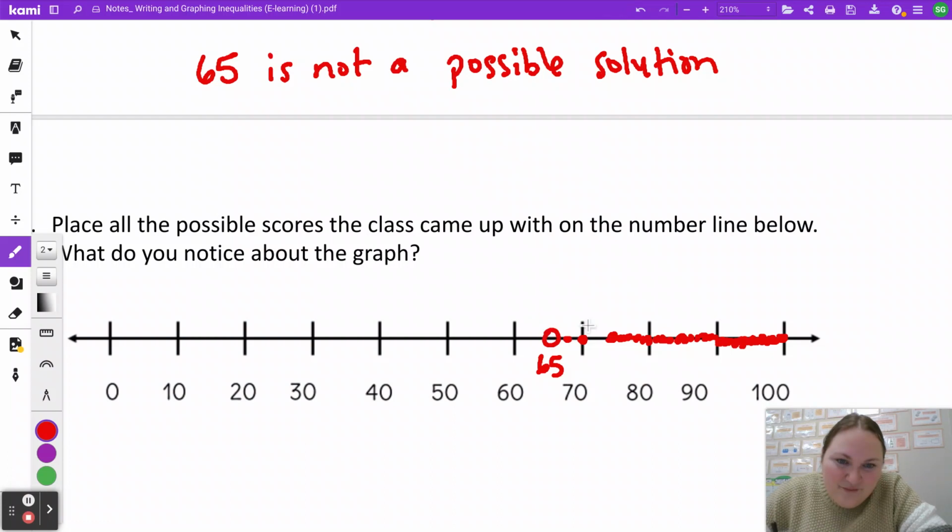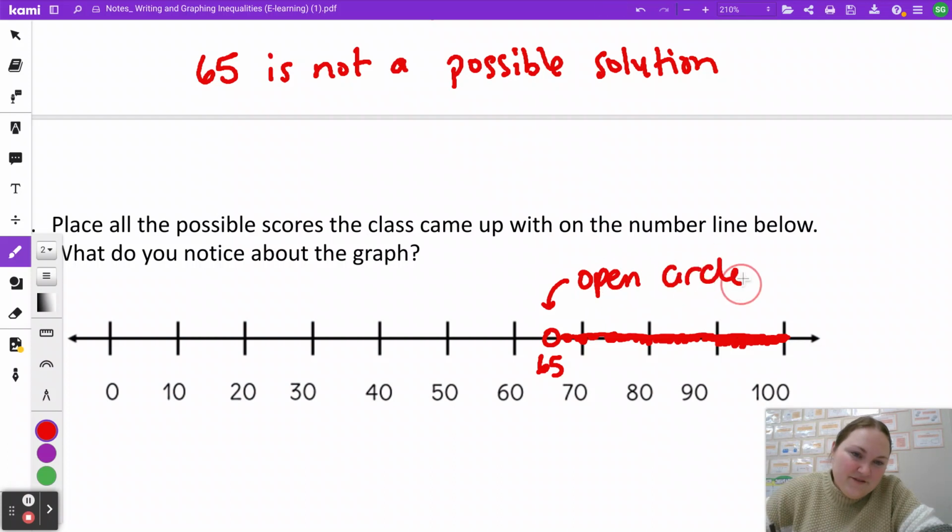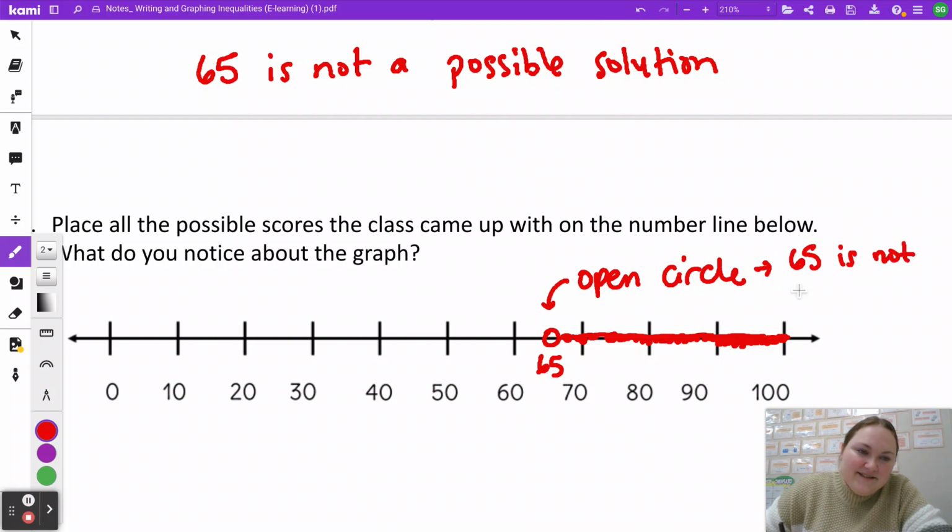There you go. We do a circle like that to show that 65 is empty. There is no point there at 65. And we call that an open circle. An open circle means 65 is not a solution. We are coloring in all the numbers our retake score can be, and 65 is not colored in.